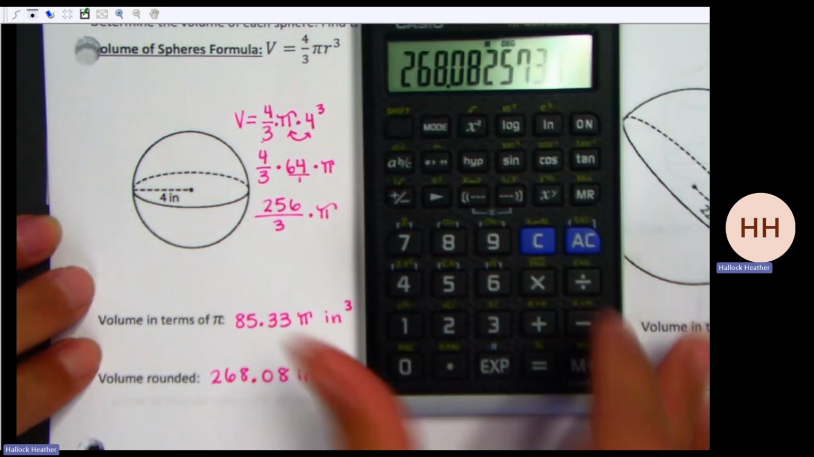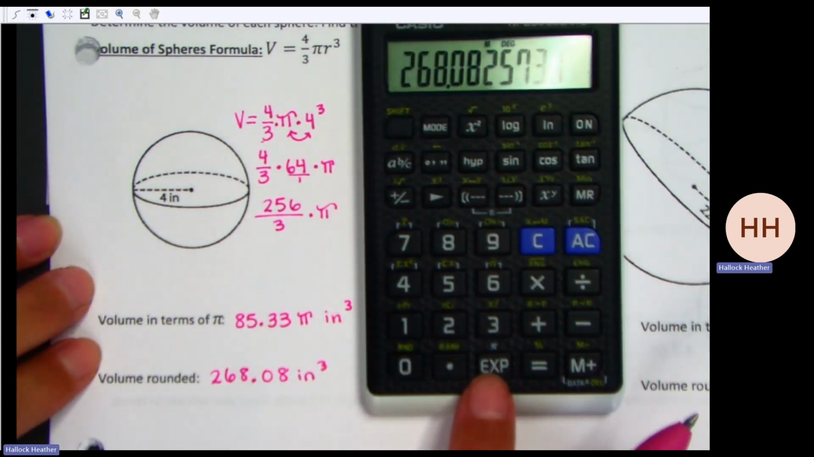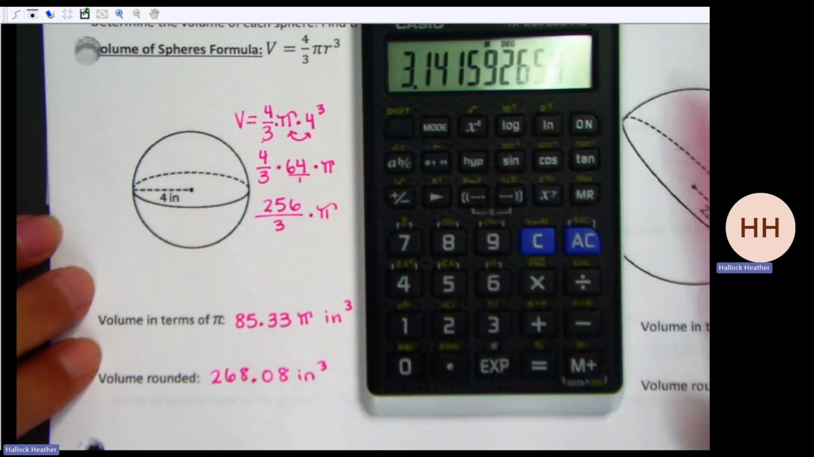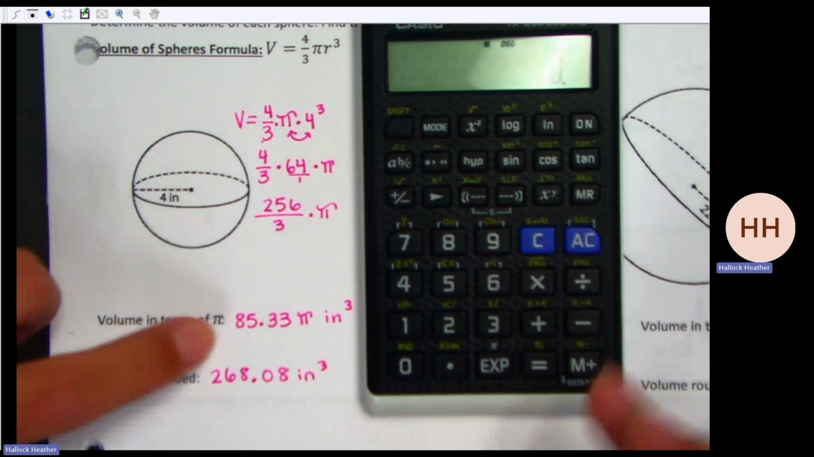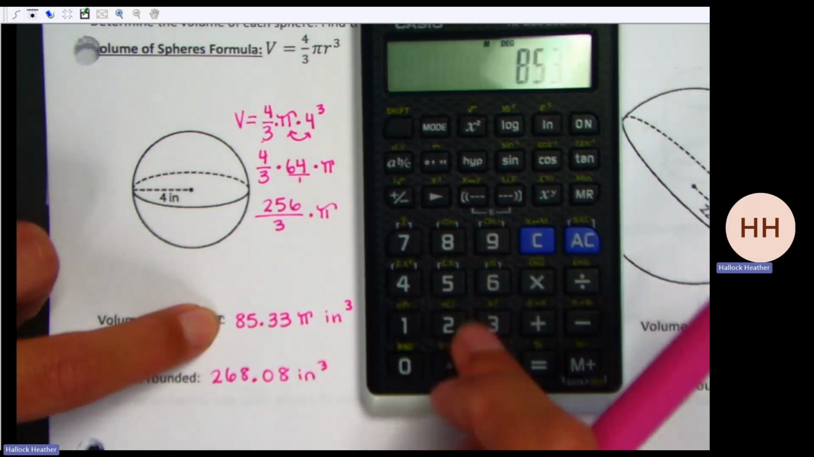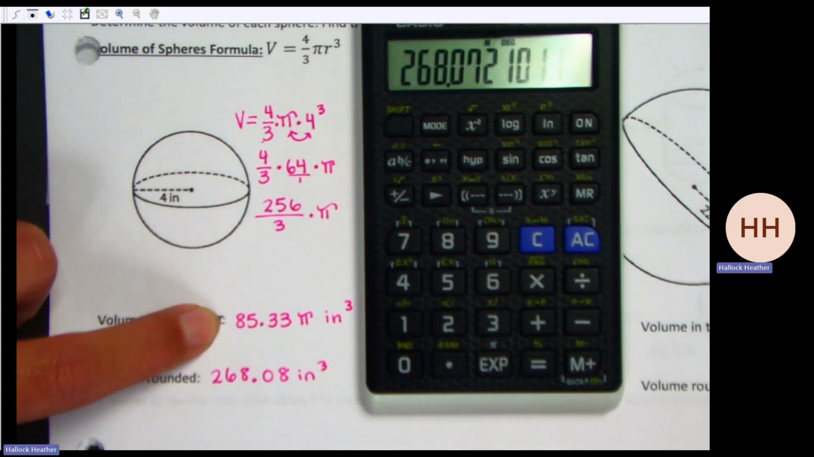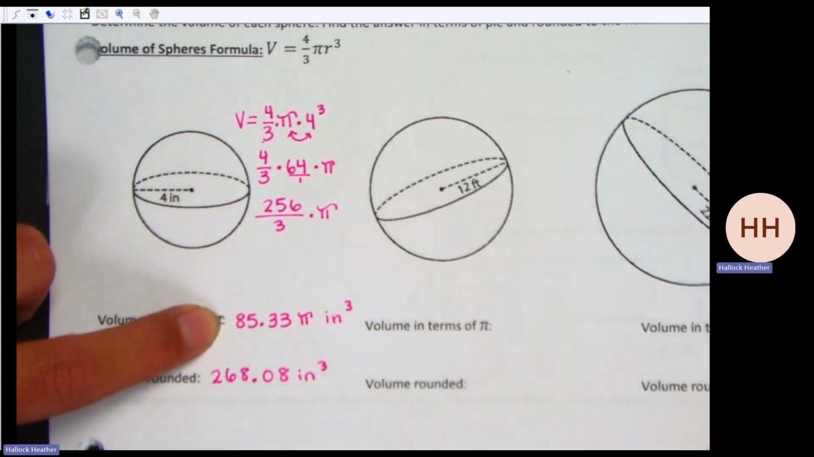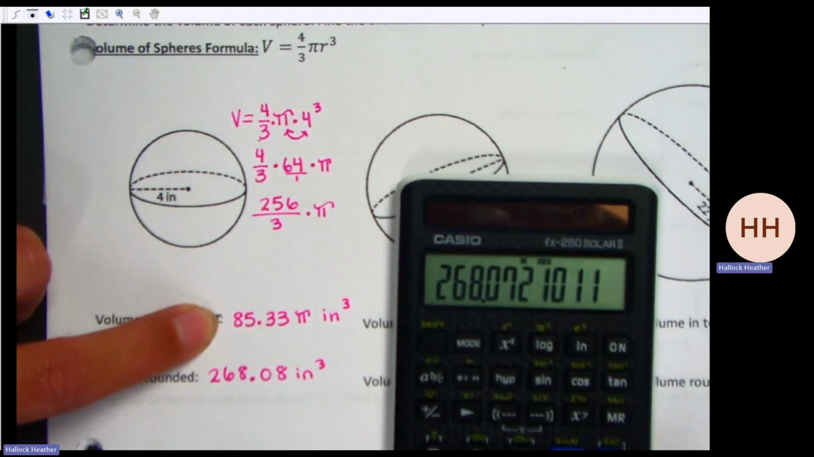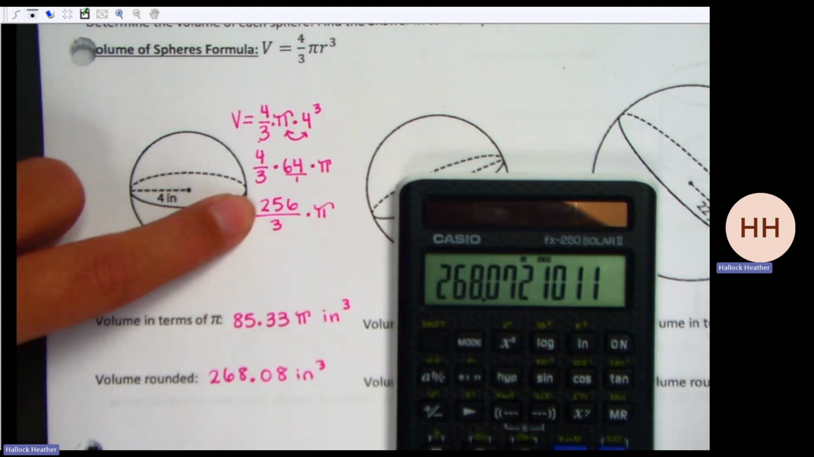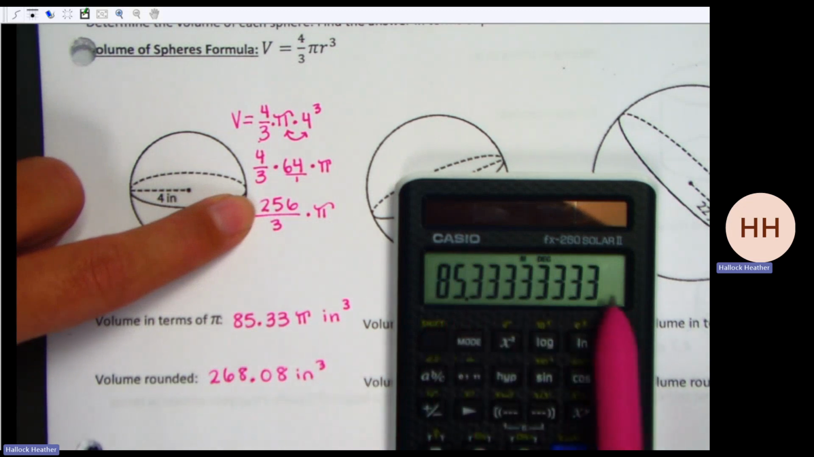The pi button is the EXP button. Just press it. If you literally press it, it says 3.14 and so on. So like I took this answer, 85.33, and I multiplied by pi, equals. They're multiplying by pi if they want it rounded. Because see how it's slightly off? Because whenever I take this and I divide, if I have 256 divided by 3, this is the whole answer.